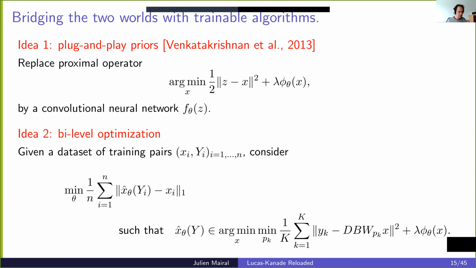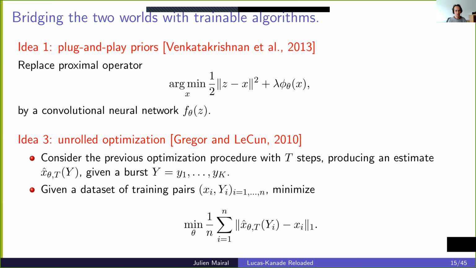So now this is how to optimize. So how do we deal with it? Well, the last idea is something that was introduced in the context of sparse coding about 10 years ago: the concept of unrolled optimization. Unrolled optimization is conceptually simple. We consider the previous optimization procedure for solving the inverse problem, that produces an estimate x hat theta of y, but we stop it after t steps. Which gives you an estimator that we call x hat theta t of y.